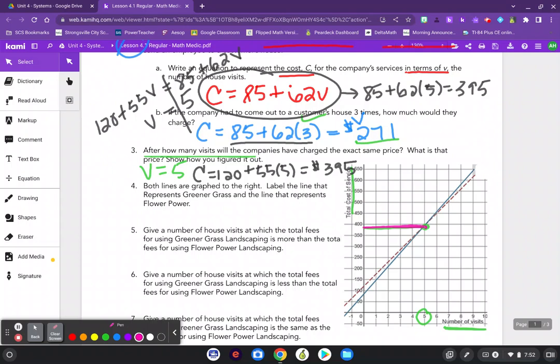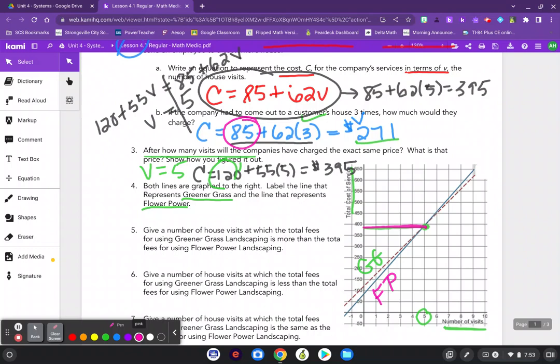All right, 4 says both lines are graphed to the right. Label the line that represents Greener Grass and the line that represents Flower Power. And so looking at my equations, Greener Grass has an initial value of 120. And so Greener Grass is going to be this dashed line. I'll call it GG for Greener Grass, which means Flower Power, which has a y-intercept of 85, is going to be this solid line. So I'll say FP for Flower Power.